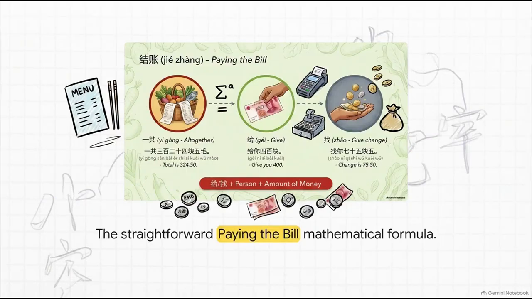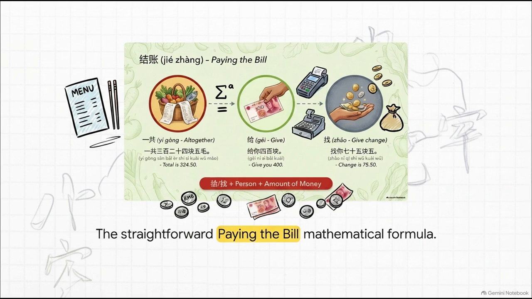And here is exactly how those vocabulary words come together into a sentence when the bill arrives. The source actually gives us a precise mathematical formula for the Chinese sentence structure used when paying. It's incredibly straightforward. The formula is the verb gěi, which means to give, or jiāo, to give change, plus the person, plus the amount of money. So a sentence like "给你400块" literally means give you $400.